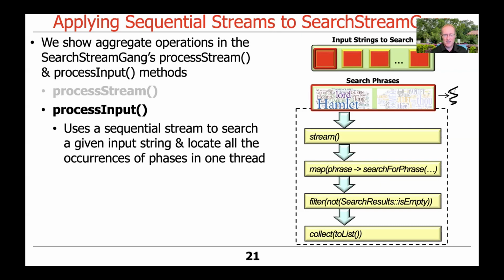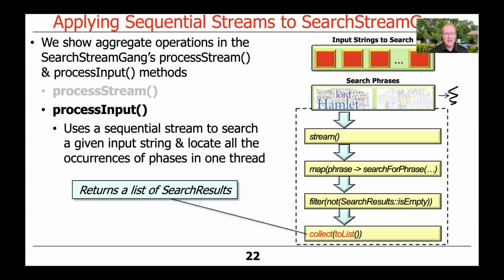This is kind of a subservient method to process stream. It's called in the context of process stream. And it uses a sequential stream to search a given input string, in other words, a given work of Shakespeare, to locate all the occurrences of the list of phrases we're trying to match. And this, again, all takes place in a single thread because this is the sequential version. The process input method, which is kind of a subroutine, if you will, returns a list of search results, which indicates wherever the phrase matched in that input string. And it could be empty because there could be no matches.